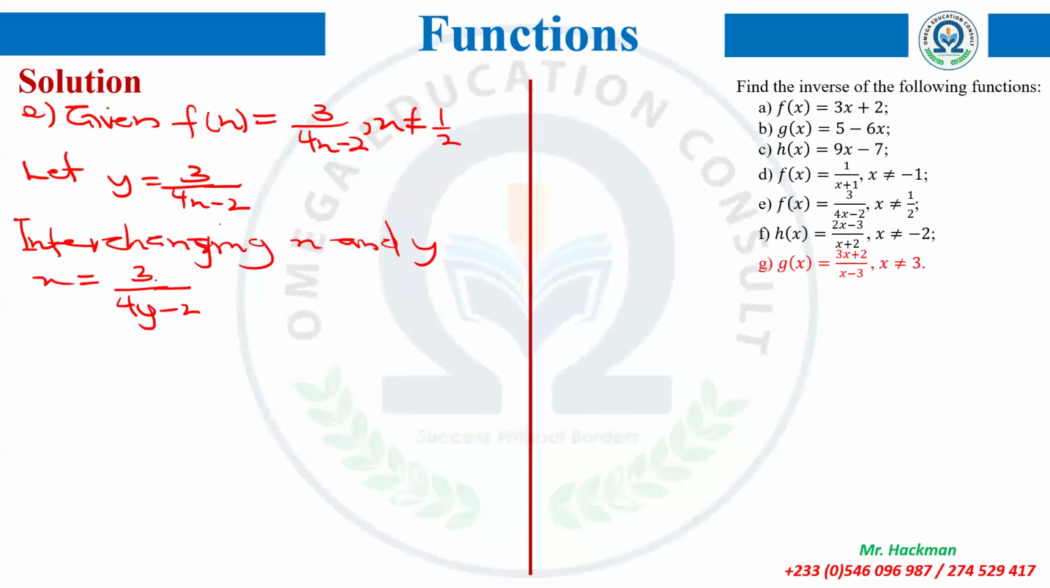Yes, please. So we are going to make y the subject. That will call for cross multiplication. So we'll get x into 4y minus 2. Then at this point, we remove the bracket. So we are going to get what? 4xy minus 2x is equal to 3. All correct?